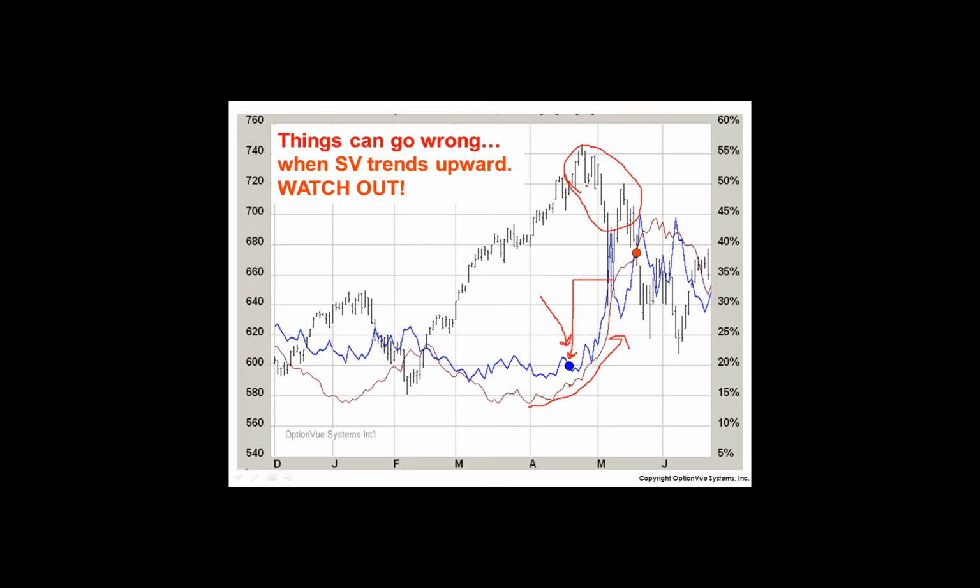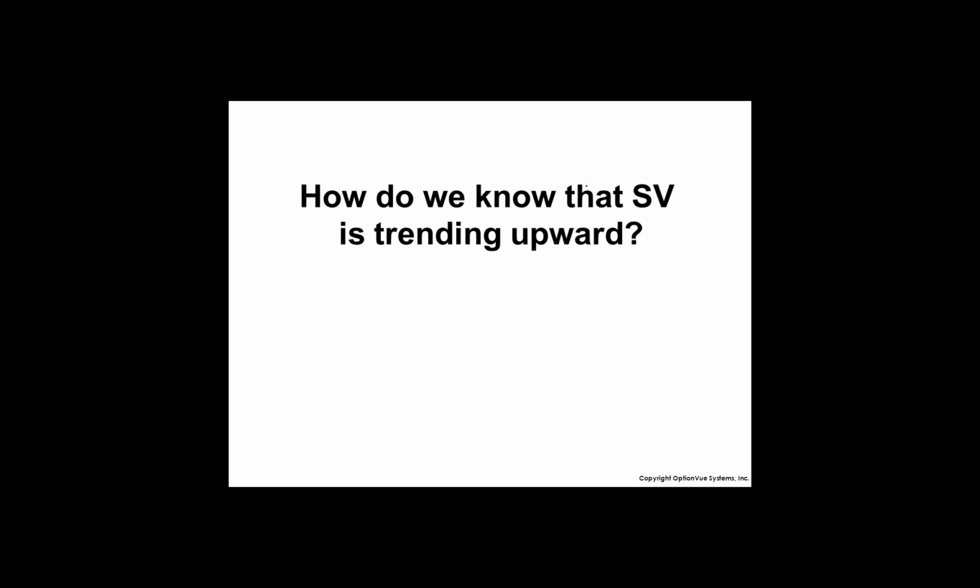Bottom line, when SV is trending upward, we have to be able to measure it and quantify it so much so that we can have a green light, red light, yellow light, whatever, saying, you know, slow down or stop. And that's what we're working towards. How do we know that SV is trending upward?